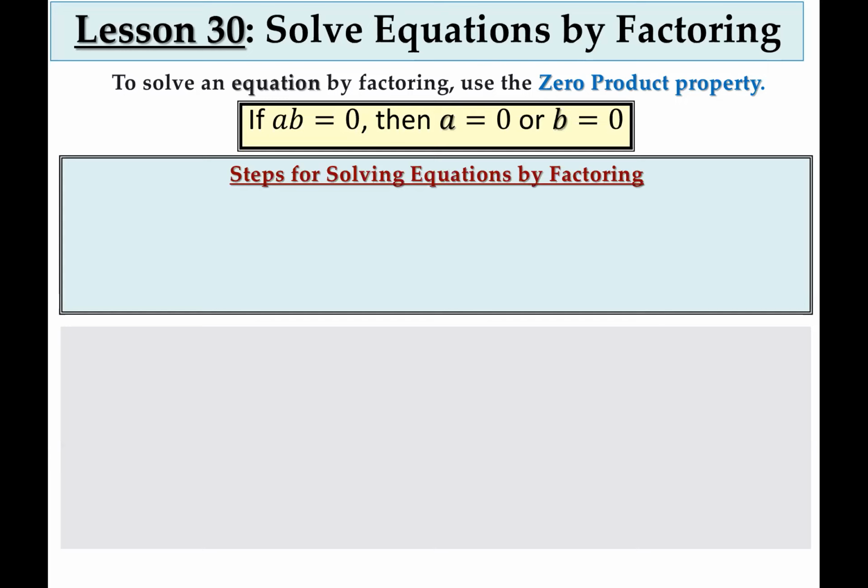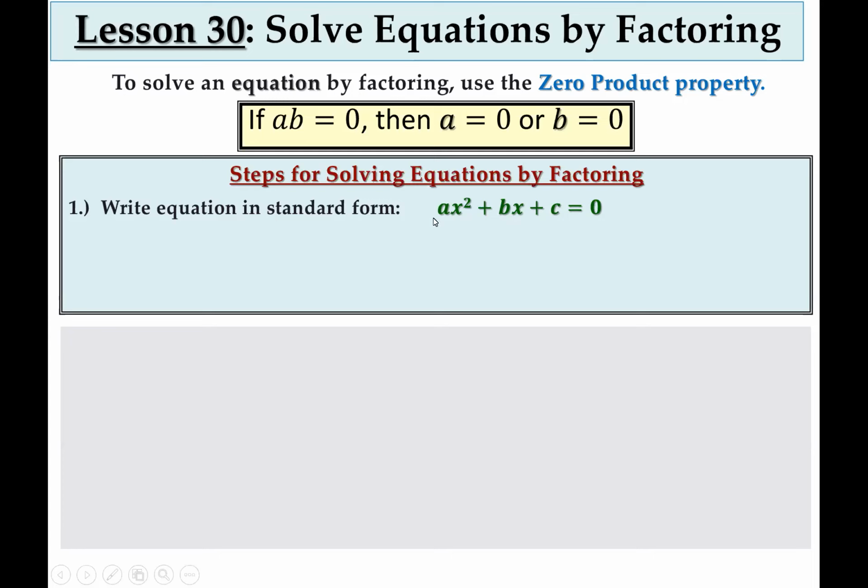Okay, so let's take a look at our steps. So again, the zero product property says if A times B equals 0, then A equals 0 or B equals 0. And here are our steps for solving equations by factoring. Step 1, write the equation in standard form. Okay, standard form, you'll see that phrase a lot in math. I was going to say in algebra, but really all of math. Here's what we mean right now. Standard form, another way to think about it is descending order with all of your terms on one side of the equal sign and then 0 on the other side.